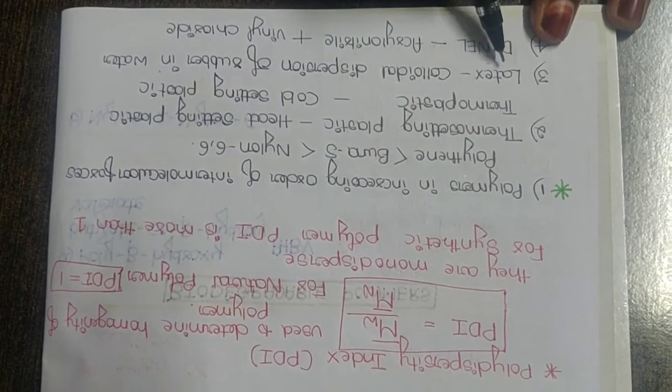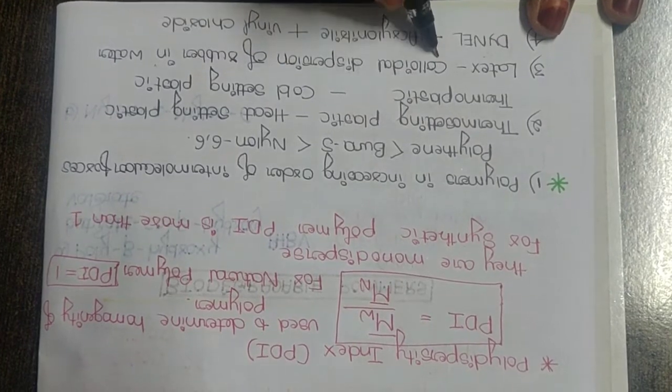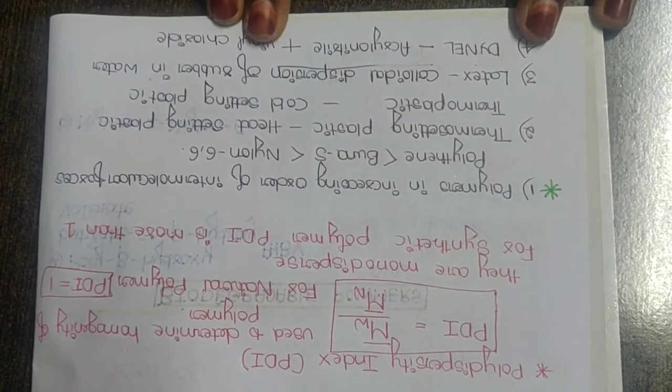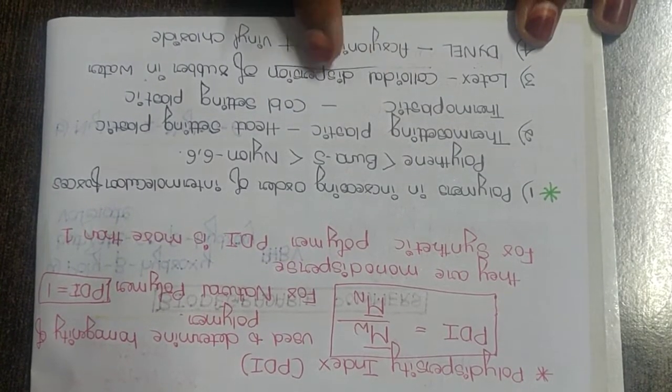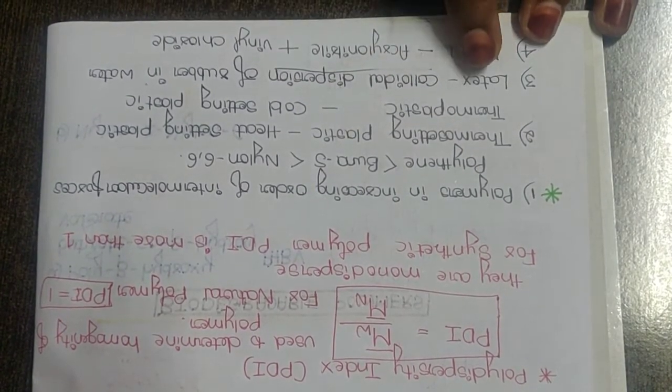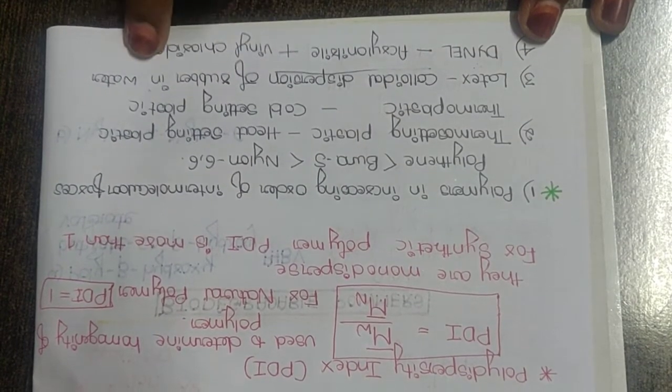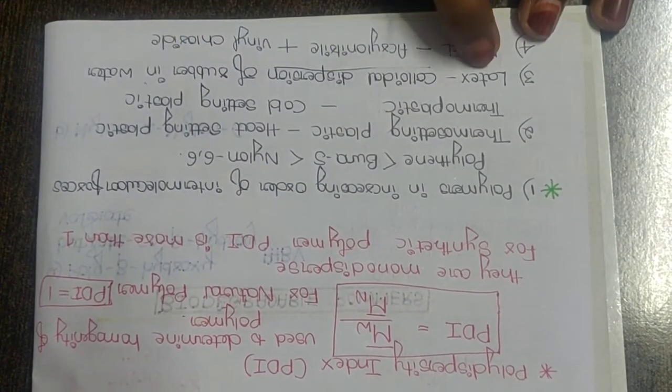So this latex is nothing but a colloidal dispersion of rubber in water. Since it is related to your surface chemistry, they have asked what is latex. So you should know that it is a colloidal dispersion of rubber in water. That is called latex.